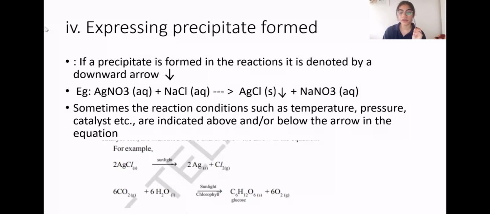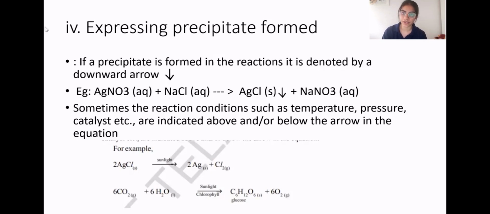Now, silver chloride goes in the form of a precipitate. Since it goes down and settles down, we use a downward arrow to represent that a precipitate has been formed. So, in this balanced chemical equation, we say AgNO3, silver nitrate, aqueous form, plus NaCl, which is also aqueous form, gives us, in the direction of the arrowhead pointing in the direction of products, AgCl, silver chloride, as a solid precipitate, so we put the down arrow, plus NaNO3 in aqueous form.